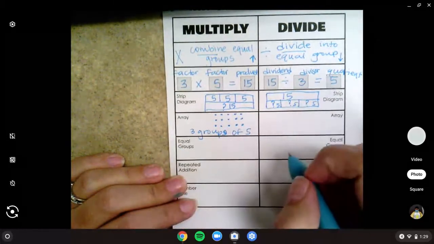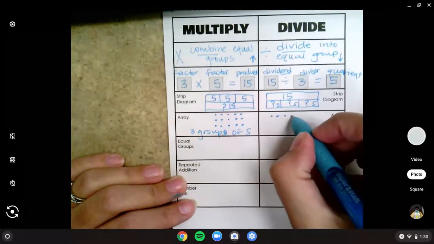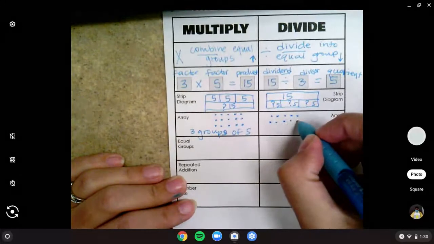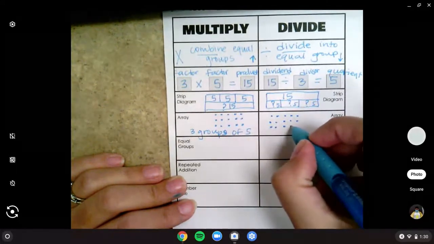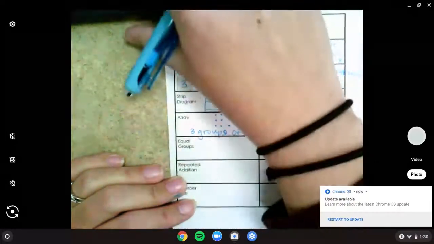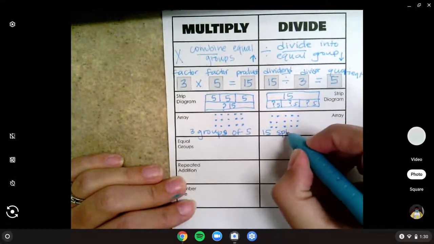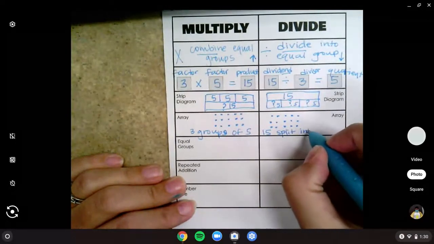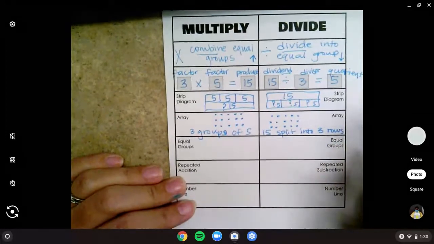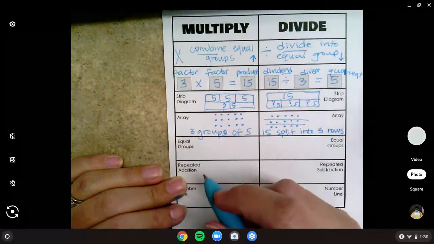Then, when I'm trying to divide, I have my array started. 1, 2, 3, 4. I'm going to do it again. 3, 4, 5. 1, 2, 3, 4, 5. This time I have 15. And I'm going to split into 3 rows. So I'm going to split like this. I can show it either way.